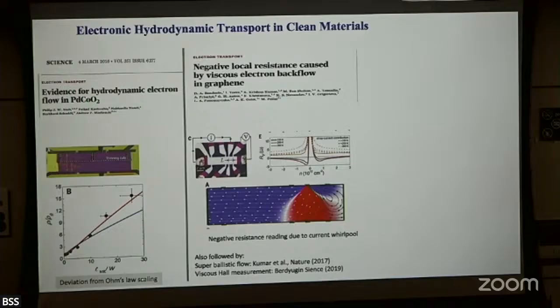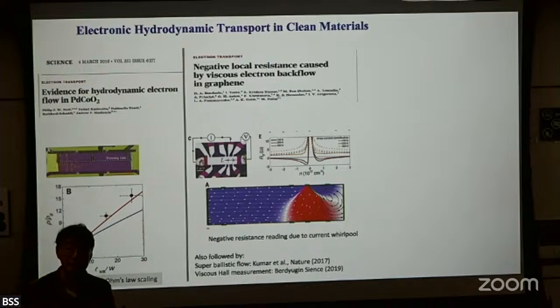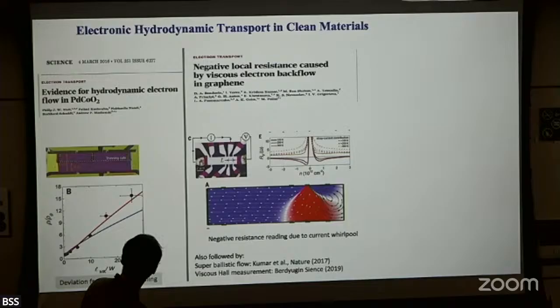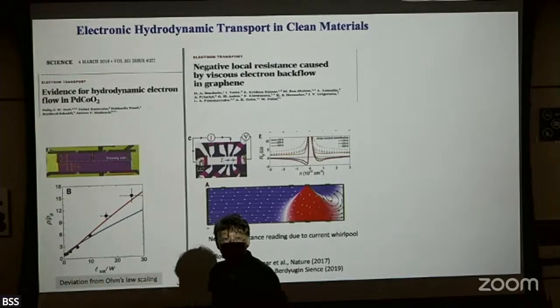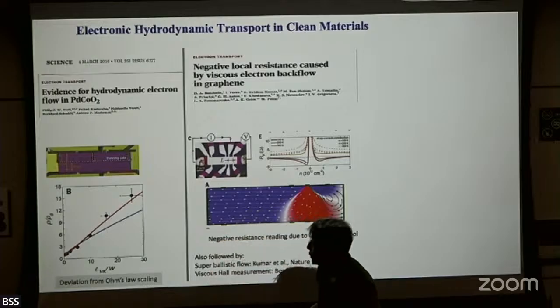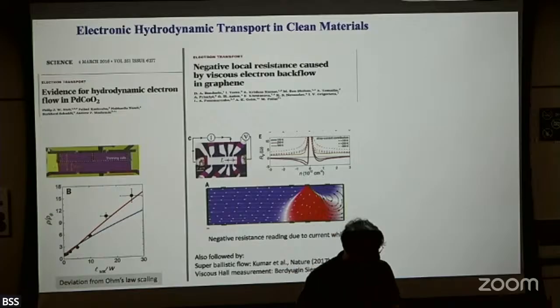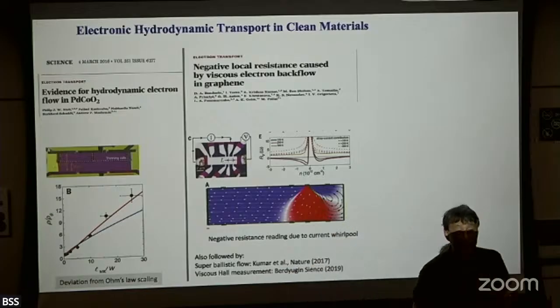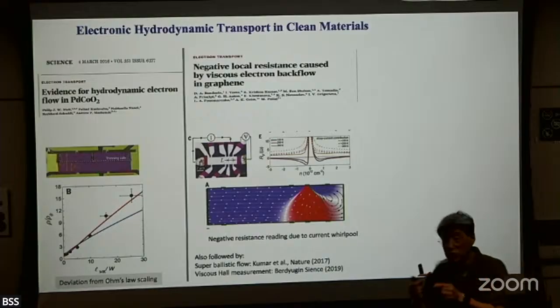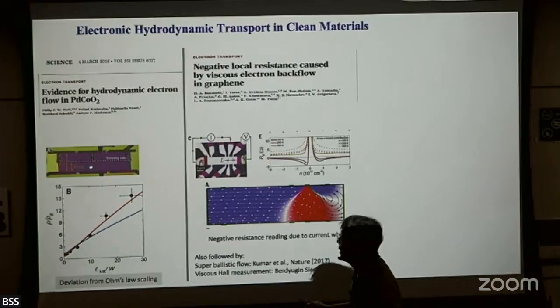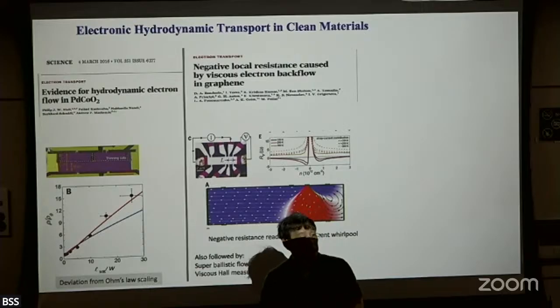Somehow this oxide, it turns out, comes out extremely clean, and when they measure the mobility, despite this being an oxide, the mobility in the system is very high. In other words, the mean free path is quite long, and a long mean free path means we quickly get into the hydrodynamic condition. What they did is make samples with different constrictions and try to measure the resistance across the different sides of the constrictions.